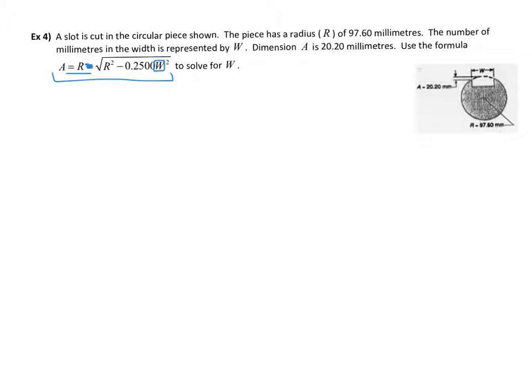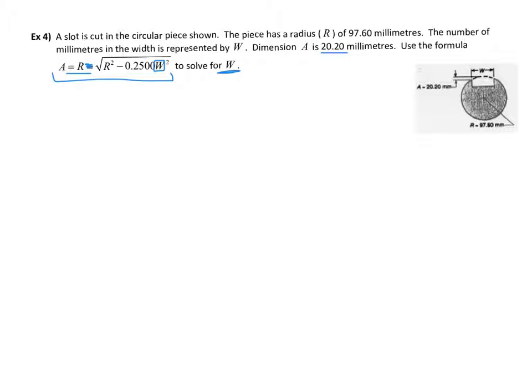A slot's cut in the circular piece as shown. The piece has a radius R of 97.60 millimeters. The number of millimeters in the width is represented by W. Dimension A is 20.20 millimeters. Use the formula to solve for W.